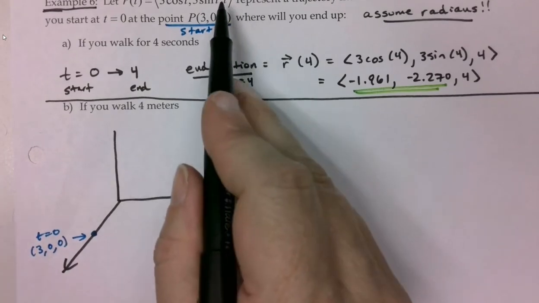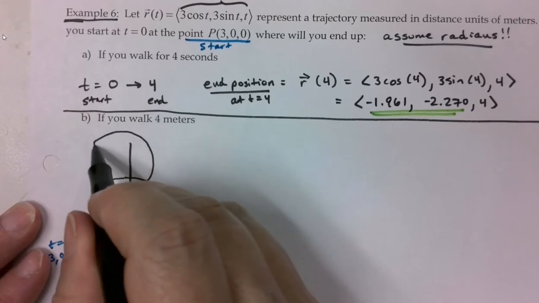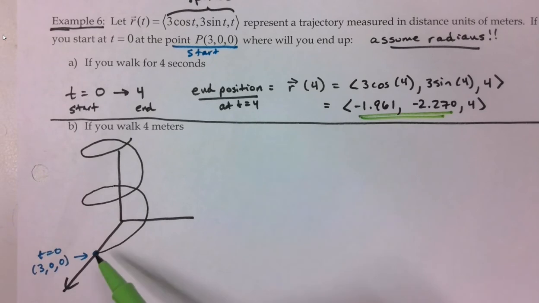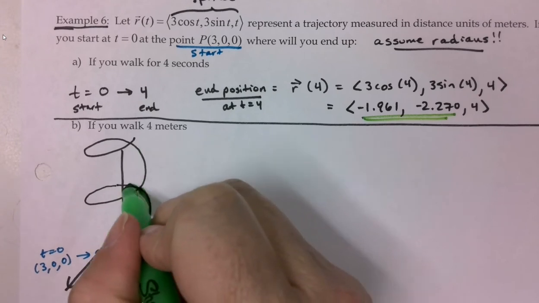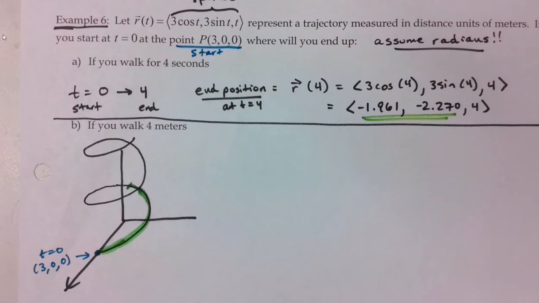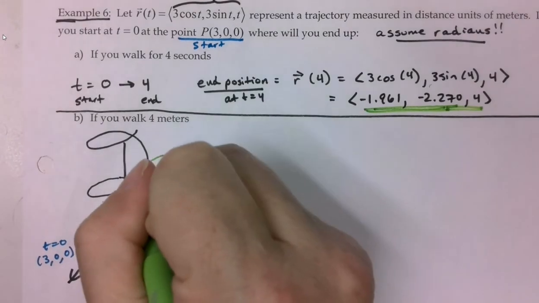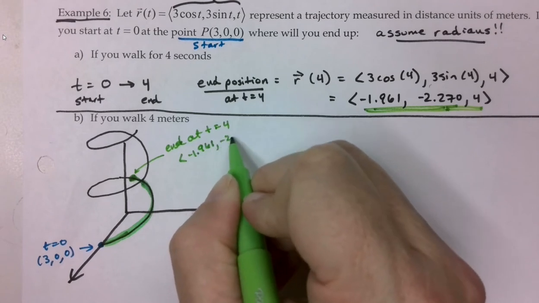You're going to climb because t is positive, so you're going to climb in the z direction. Like that. And what we just found was that at 4 seconds we ended up at negative 1.9 in the x direction, negative 2.7 in the y direction, and 4. So we climbed this way and got back here in the background, because you're negative for both x and y, so you must be in the octant in the background, which is, I think, octant 3. So this green part right here is this green part. The ending point at t equals 4 was at negative 1.961, negative 2.2704.